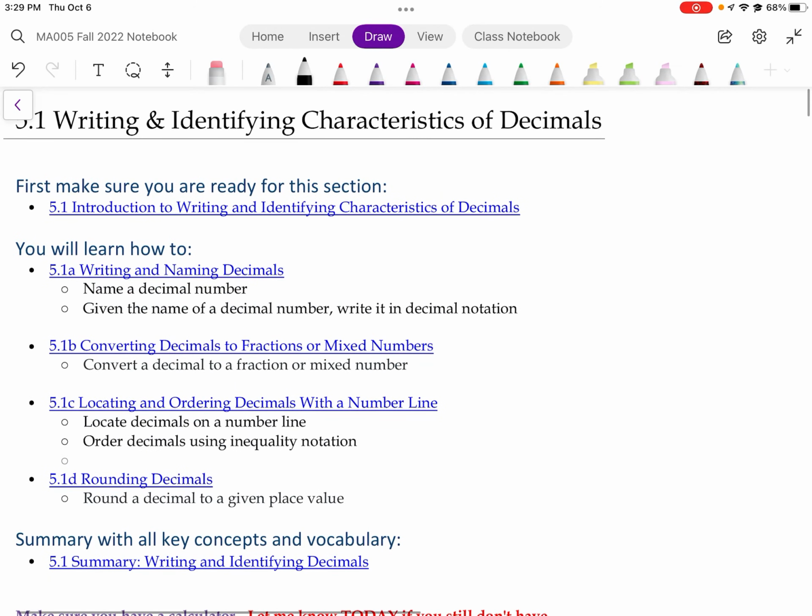I am talking today about writing and identifying characteristics of decimals. There's a lot going on in this section, from writing and naming decimals, which a lot of people don't know how to do, so we're going to practice that. We're going to convert from decimals to fractions, order them on a number line, and round decimals. This may be a long video, so feel free to take a break or skip to the part you need.